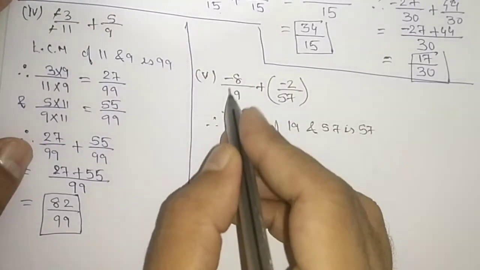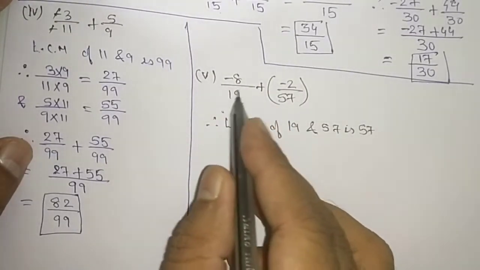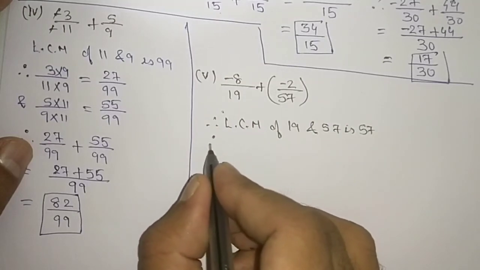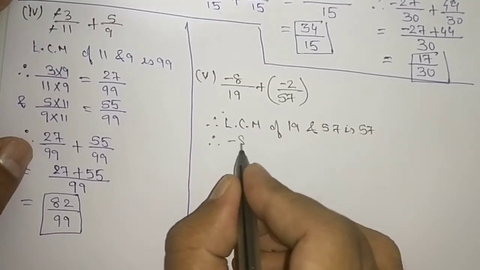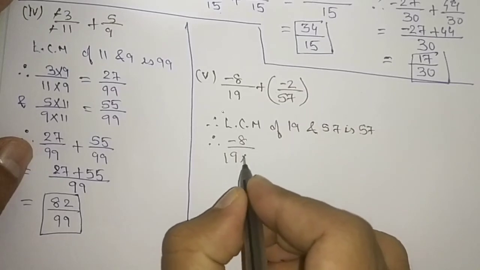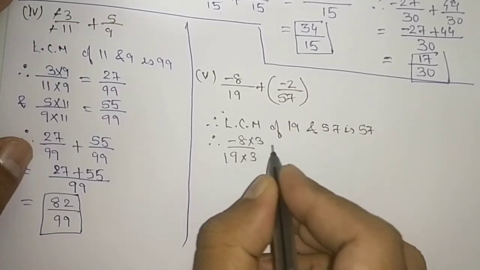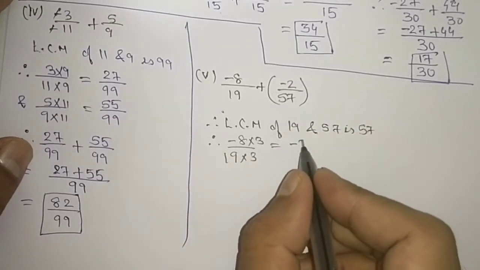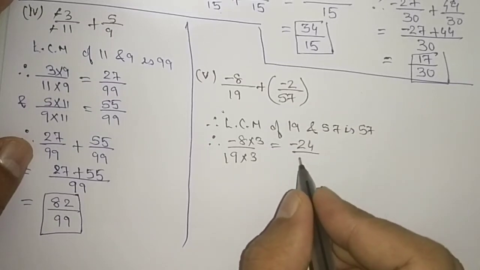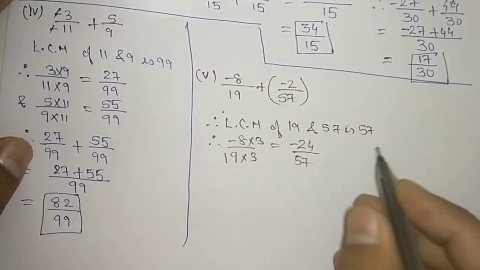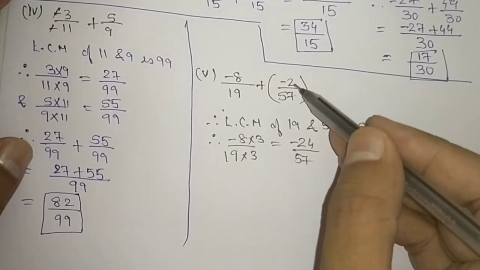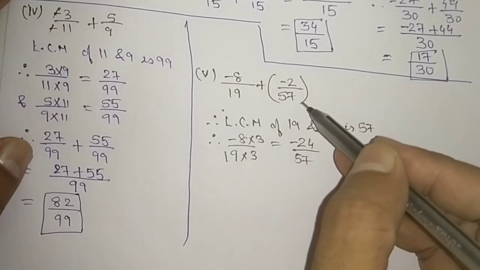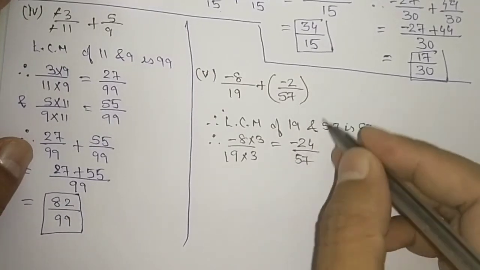Now to make this denominator 57, what will we do? Minus 8 by 19 we will multiply by 3, so the numerator also by 3. So the new number will be minus 24 divided by 57. The second number already has 57 as the denominator, so we will add these two numbers.